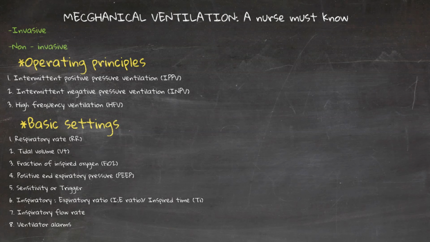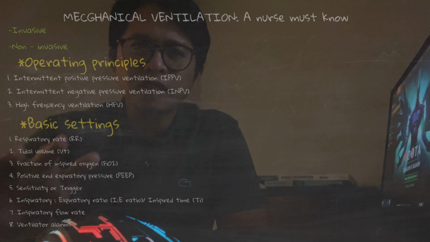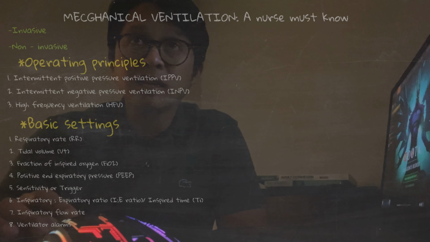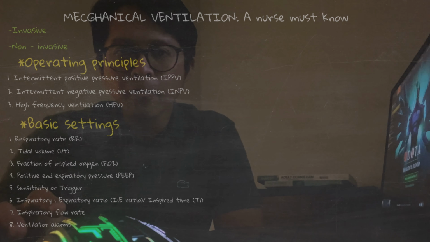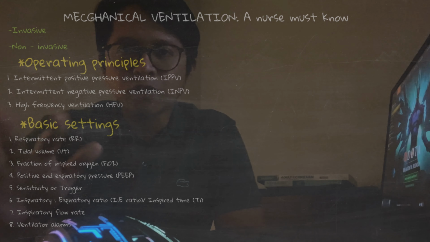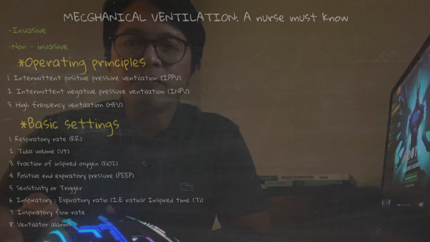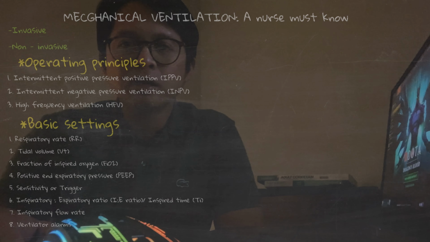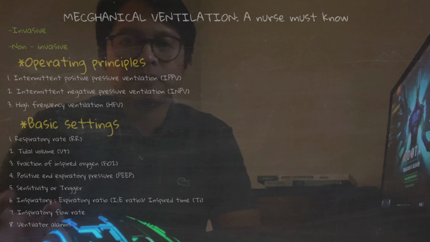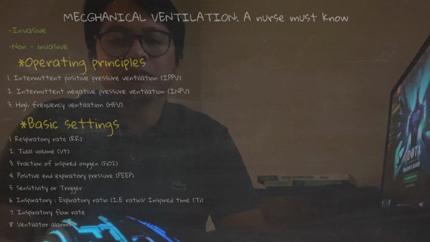In normal spontaneous breathing, the expiratory time is about twice as long as the inspiratory time. Then the inspiratory flow rate, which determines how fast the tidal volume can be delivered to the patient. And of course, the ventilator alarms.